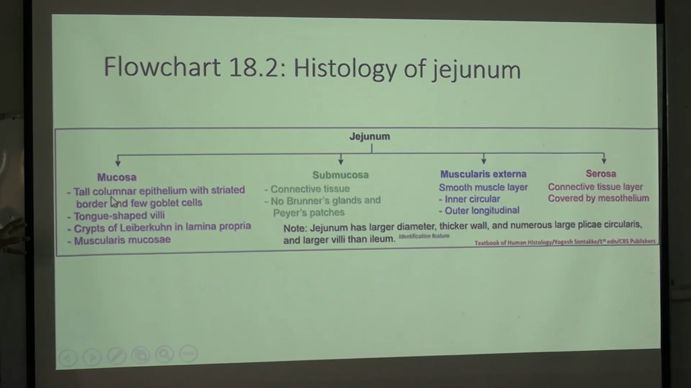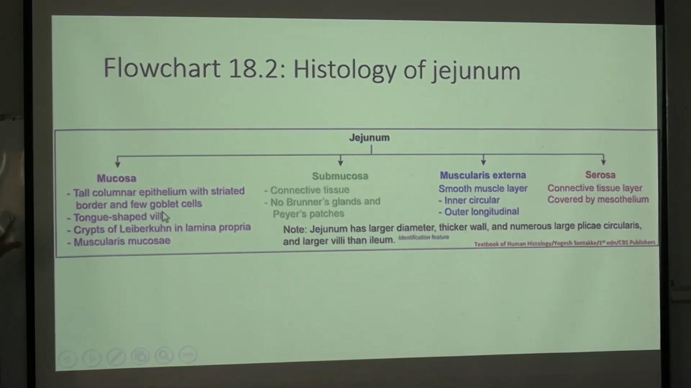Mucosa, columnar to cuboidal epithelium, spaced by some goblet cells, the finger-like projections, villi, are also there. Crypts of Lieberkühn are also constant. Muscularis mucosa is more or less the same.